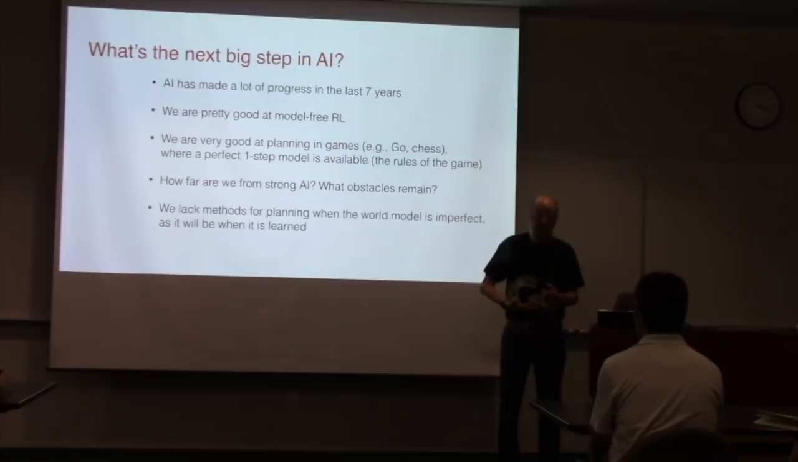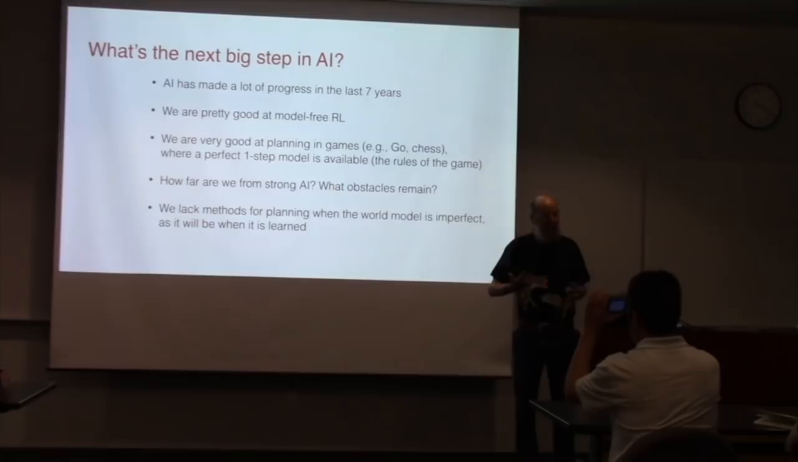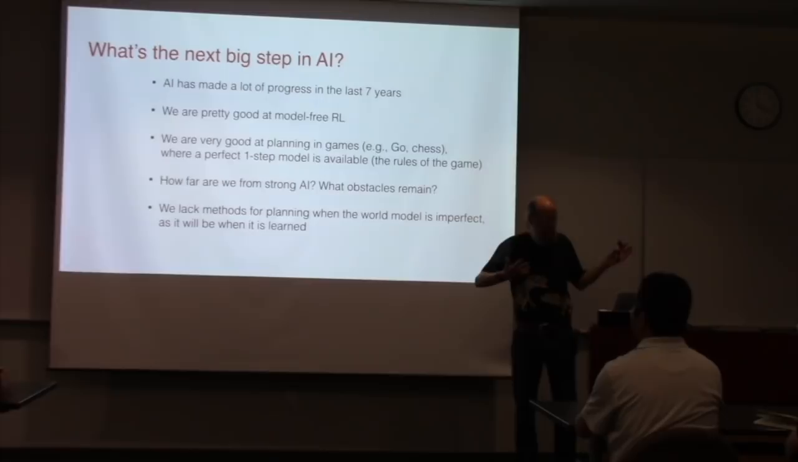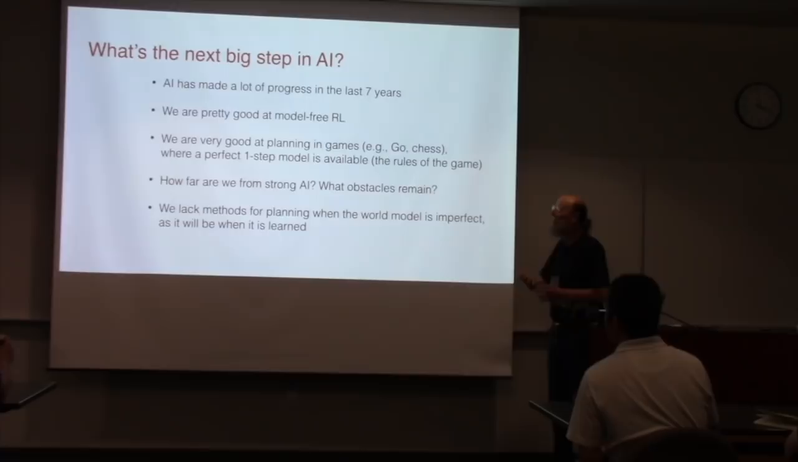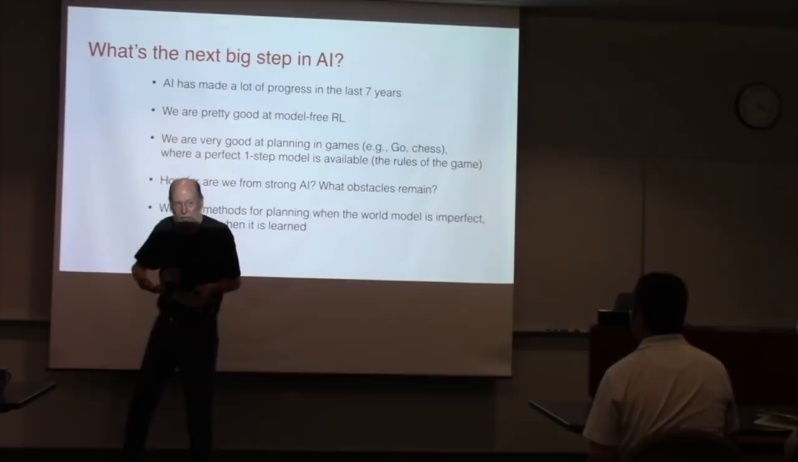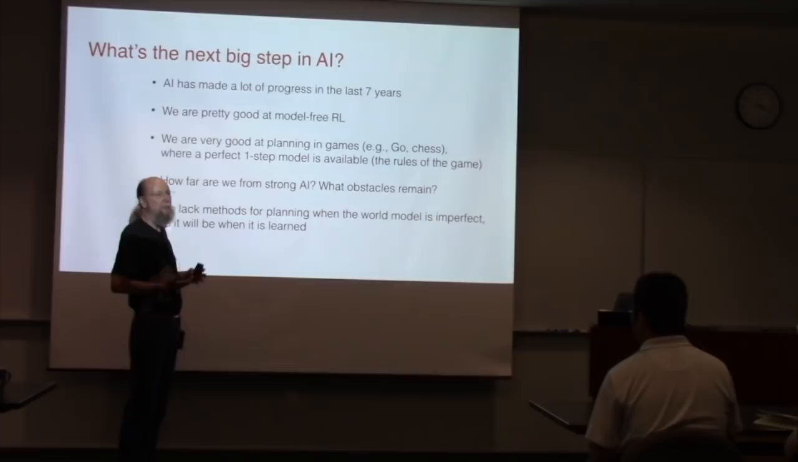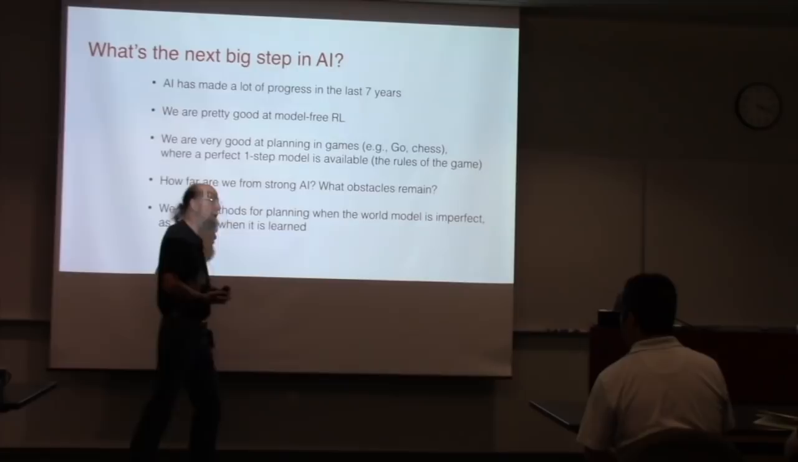So what's the next big step in AI? Well, as you know, AI has made a lot of progress, and I'm not even going to show you my usual slide of Watson and Go and self-driving cars and deep learning, because I don't have time. But basically, AI has gotten pretty good at model-free learning, and at planning in games. Really, the special thing about games is that we know the rules of the game. We know what the possible operators are, what the possible moves are, whereas in the world, maybe we don't know that. So what obstacles remain?